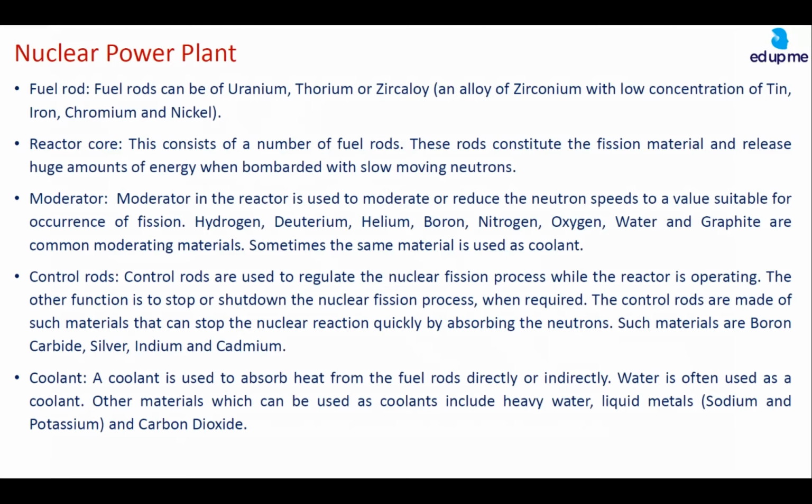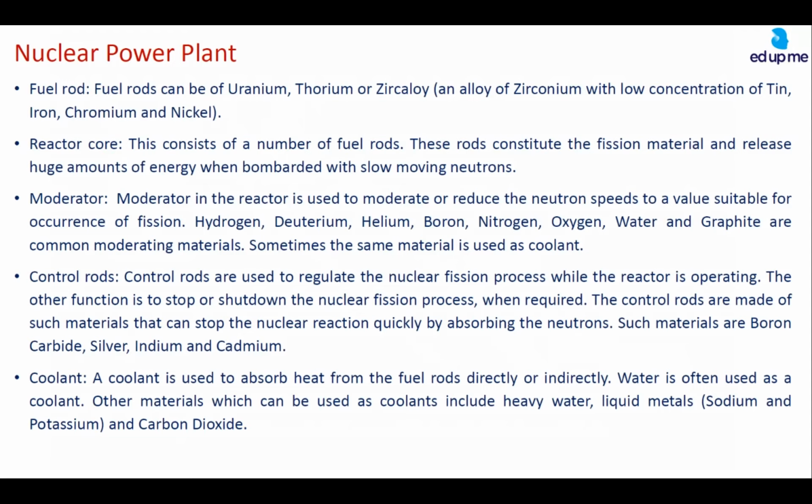The moderator is reducing the neutron speed to a value which can create fission, right? And which would not allow the fission to go out of our control. So neutron speed is regulated by the moderator. The materials used as moderator are hydrogen, deuterium, helium, boron, nitrogen, oxygen, water, graphite, etc.